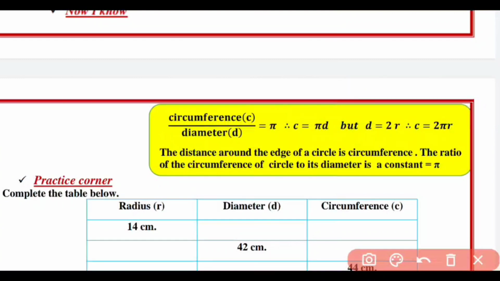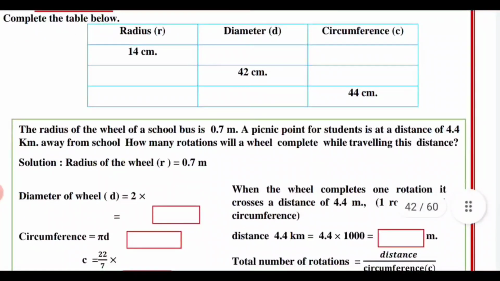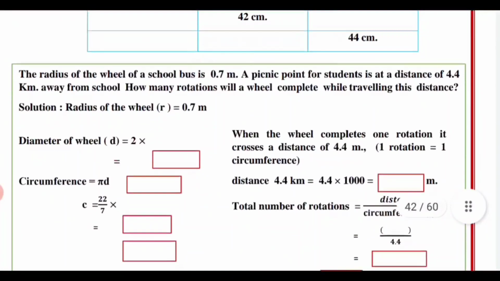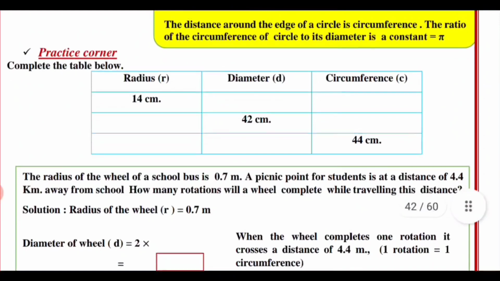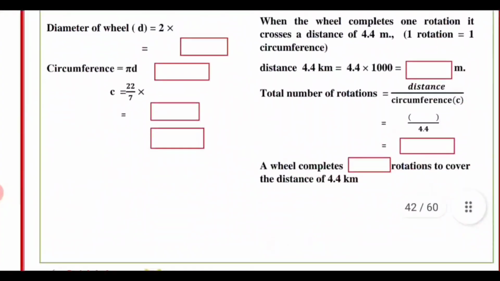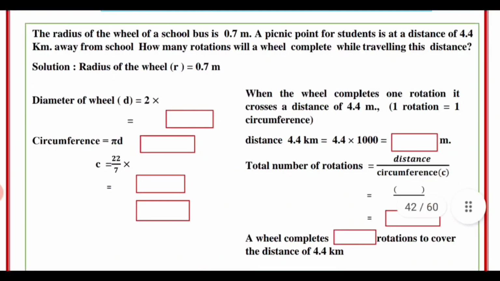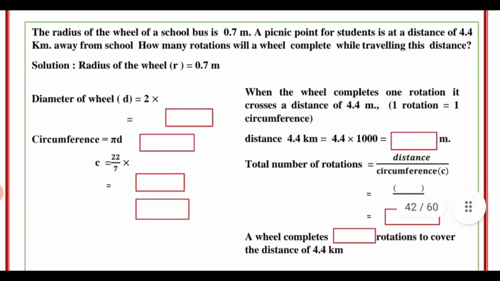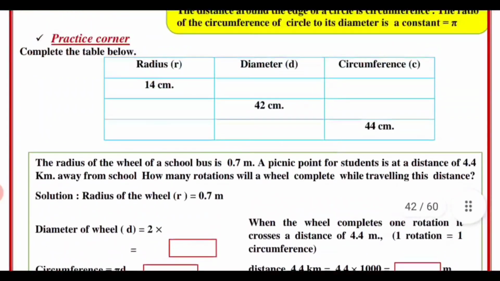Now what is there in the practice corner? Next, let us see. There is a table which we have to complete. So this we are going to do in our notebook. First question is complete the chart or complete the table, and in second question we have given a word problem and we have to fill in the boxes. So let us do this question in our notebook.